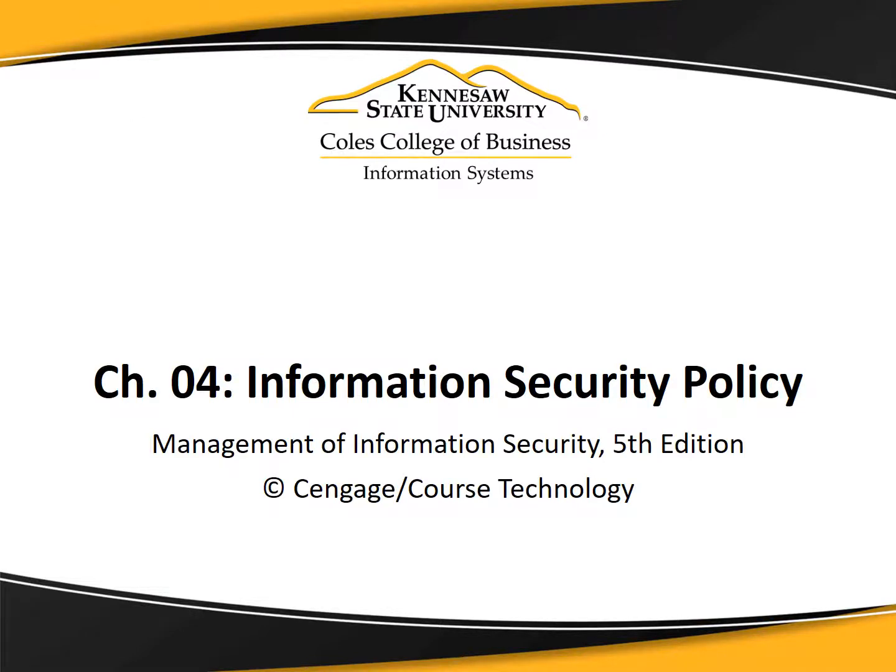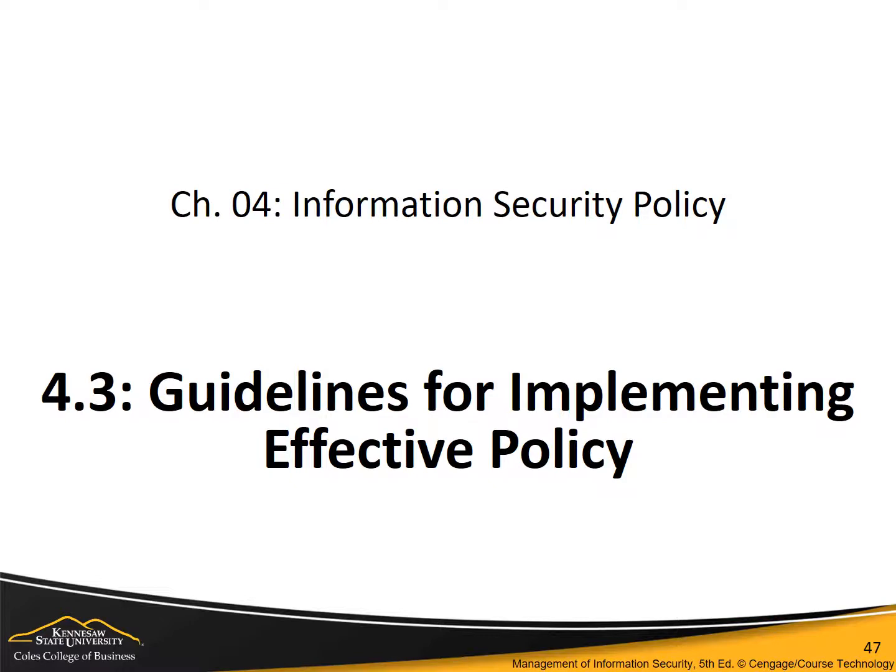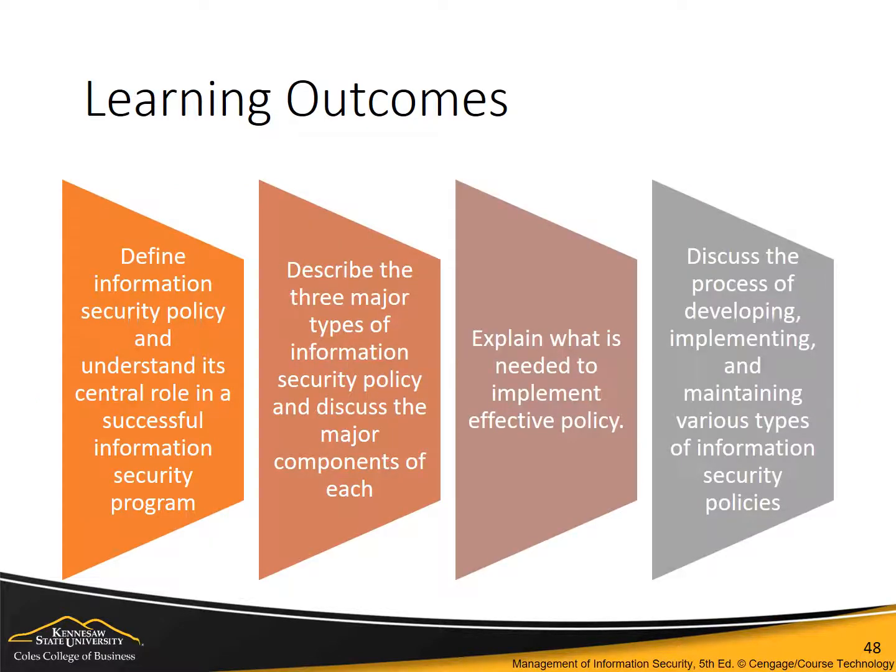We continue with Chapter 4, Information Security Policy. This is Section 3, Guidelines for Implementing Effective Policy. This section will cover the third learning outcome: explain what is needed to implement effective policy.